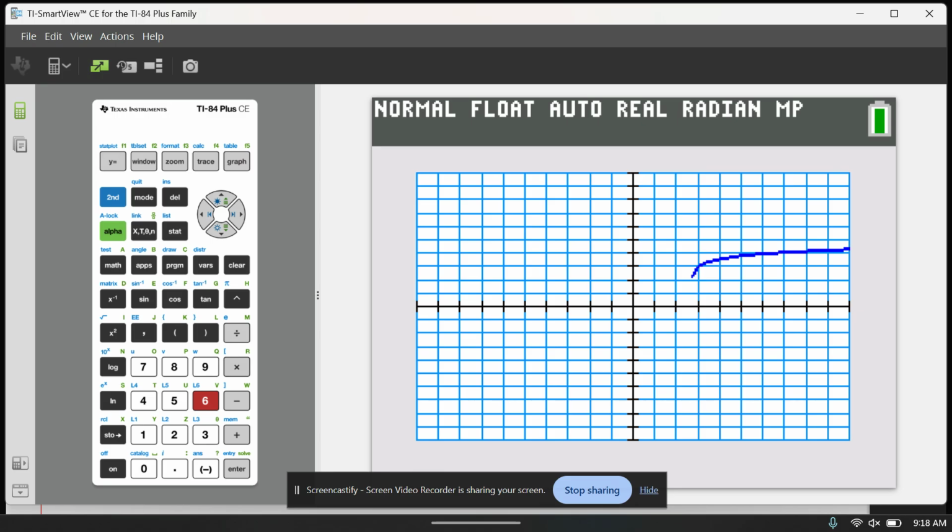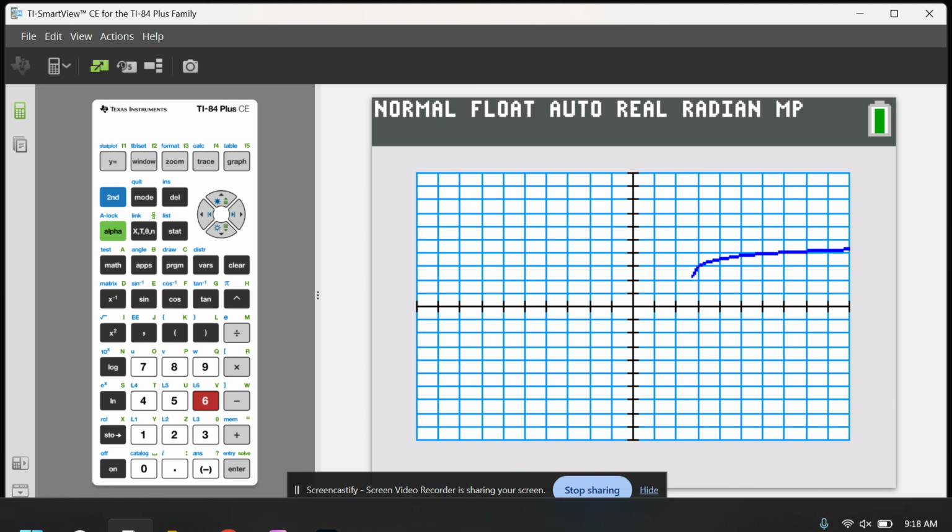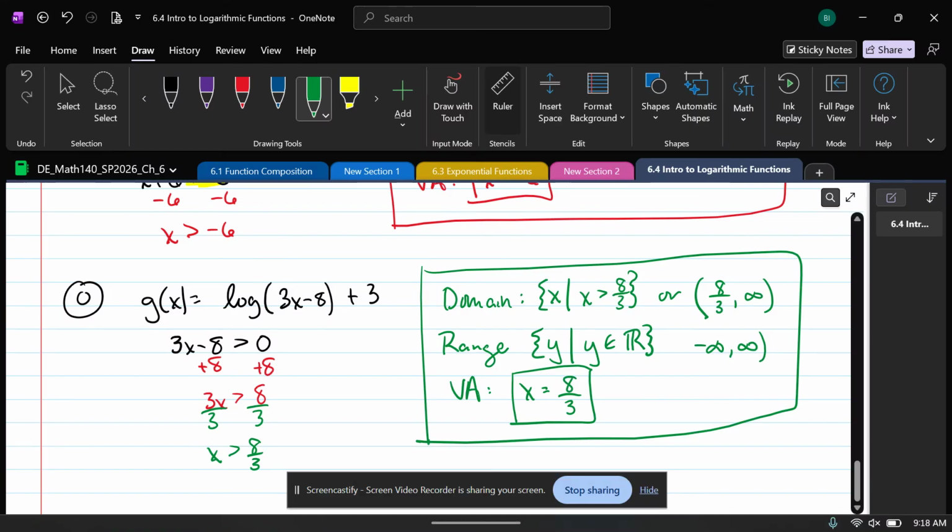Okay. All right. So domain, setting it greater than 0, solving. That also gets you your vertical asymptote. And then range is always positive infinity to negative infinity. Never changes there for logarithms. Okay. Next thing is solving equations.